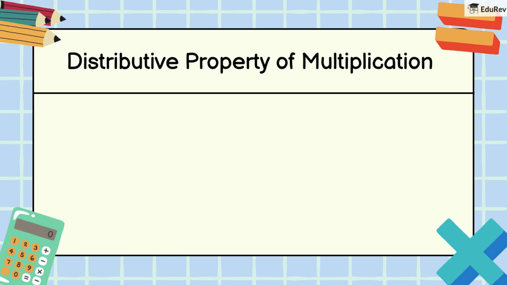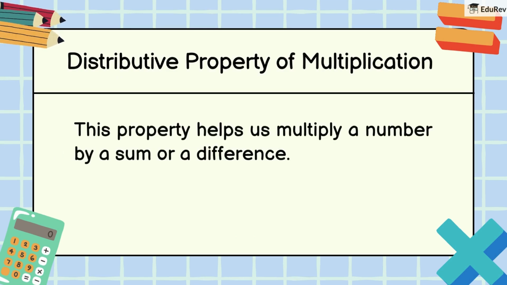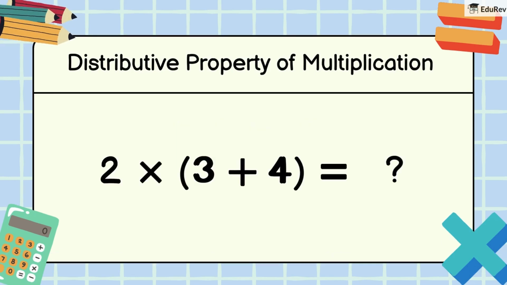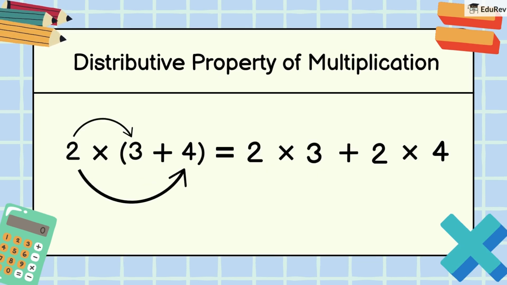5. Distributive property. This property helps us multiply a number by a sum or a difference. For example, if you have 2 times 3 plus 4, you can break it down to 2 times 3 plus 2 times 4. We get 6 plus 8, which equals 14.